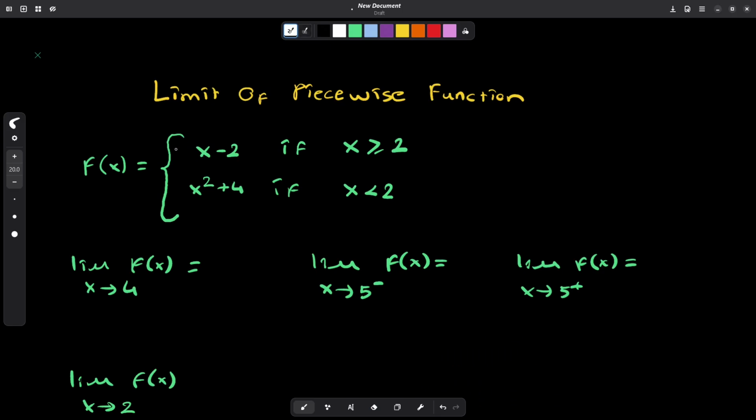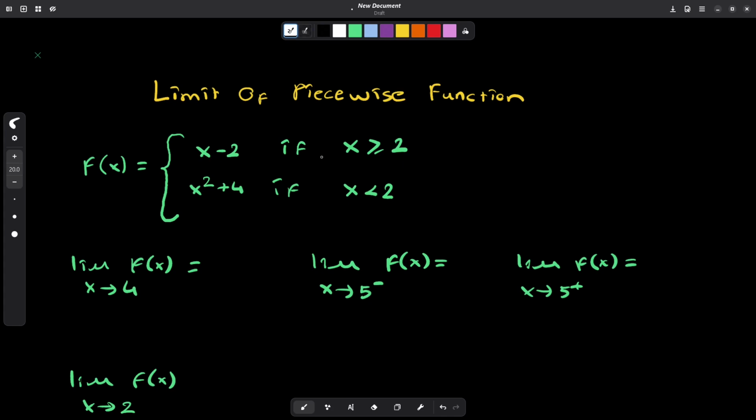Welcome everyone. Let's learn how to evaluate the limit of a piecewise function. A piecewise function is given to us and we want to evaluate the limit at some point. We have a strategy for this: we will check the limit from the left and the right only and only if we are working with the boundary point. In other words, the point where the rule changes.